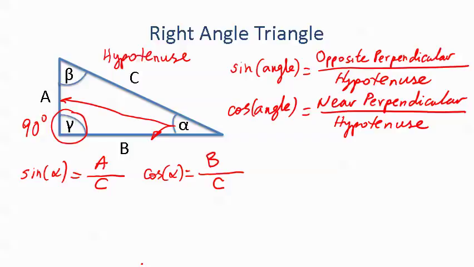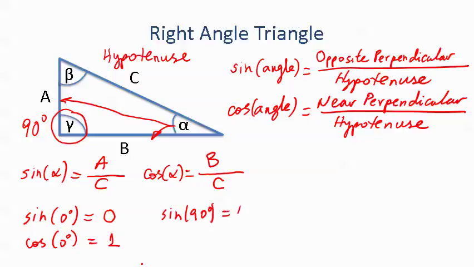In trigonometry, it's important to know and remember the values of certain unique quantities. The sine of 0 degrees is equal to 0, and the cosine of 0 degrees is equal to 1. The sine of 19 degrees is equal to 1, and the cosine of 19 degrees is equal to 0.